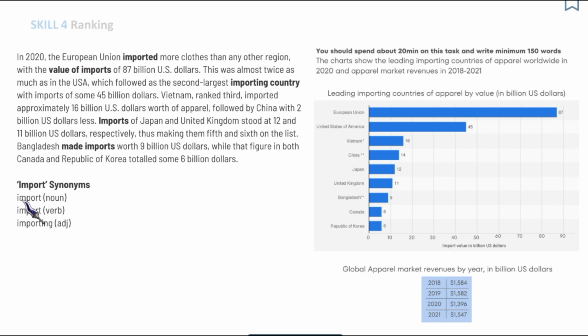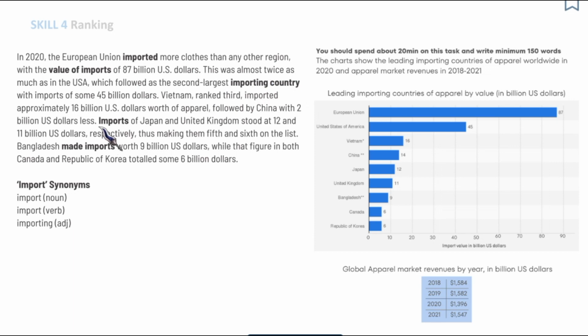The word import can be used as a noun, it can be used as a verb, and we can also make an adjective, importing. So let's have a look together. The European Union imported more clothes, imported as a verb here. With the value of imports, imports is a noun, and it is actually a plural noun. The second largest importing country, importing as an adjective here.